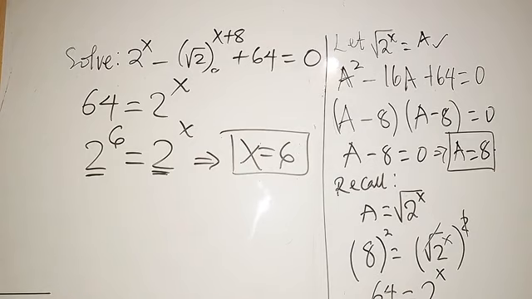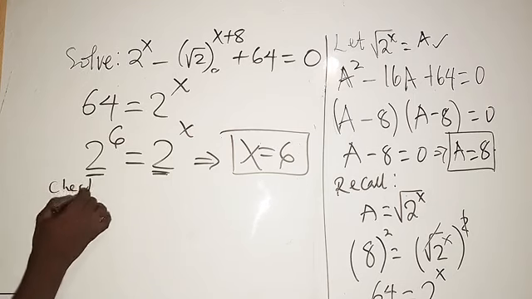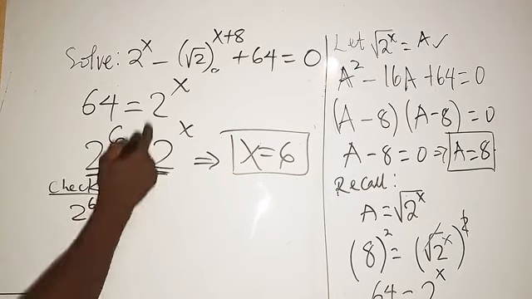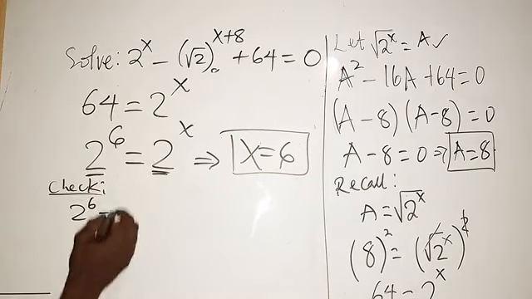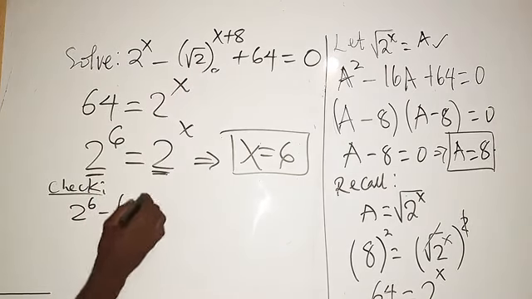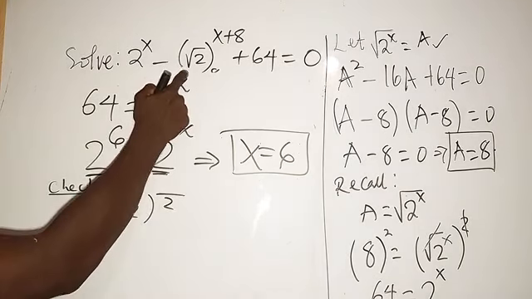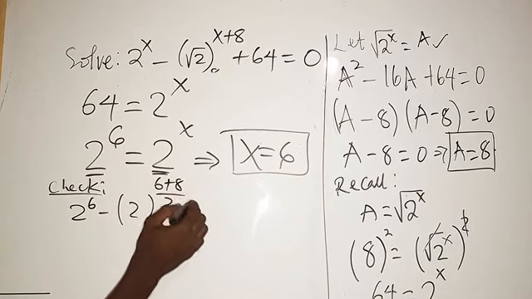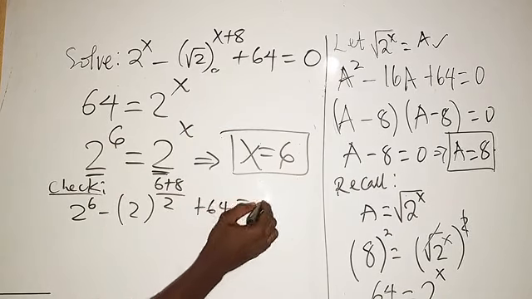So the value of x is equal to 6. Now if you want to check whether you are right or not, just put the value of x back into this equation and see what you are going to have. Quickly, let's do the check. 2 to power 6, then minus, you put root here, so that root can turn to division. I have 2 to power 6 divided by 2, because we have 1 over 2, then 6 plus 8, then plus 64 equals 0.